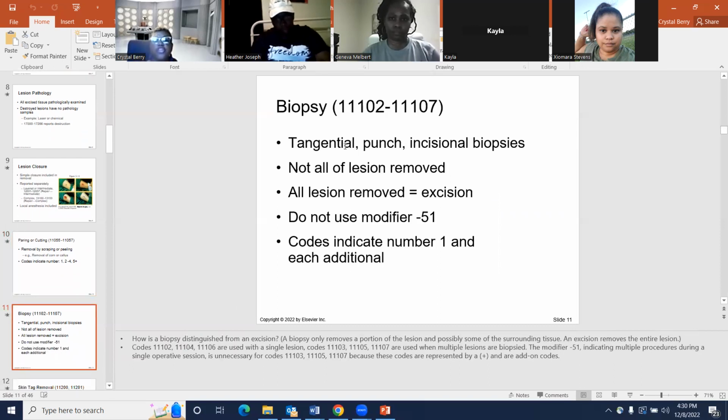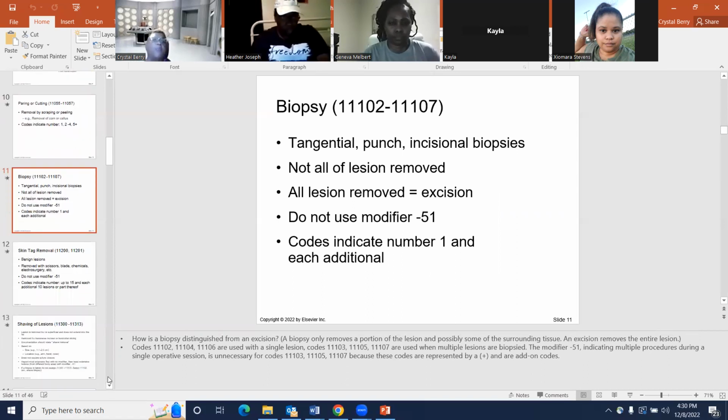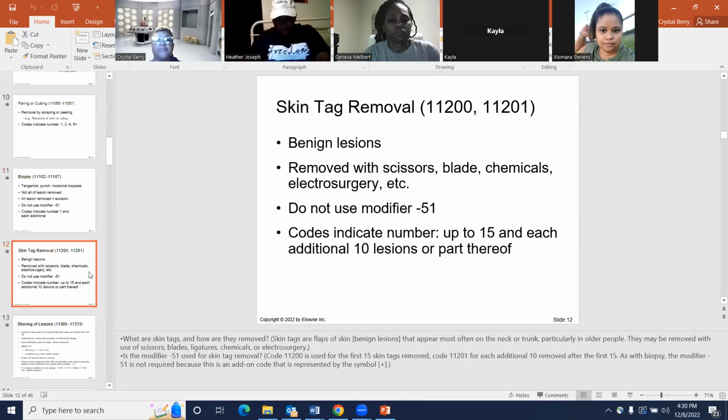Biopsy, tangential, punch, incisional biopsies. Not all of lesion removed, all lesion removed. Do not use modifier -51, which I just read earlier. Codes indicate number 1 and each additional. So just showing you how when you're reading your PowerPoint slides, it gives a clearer picture. It breaks it down so that you can understand it better.